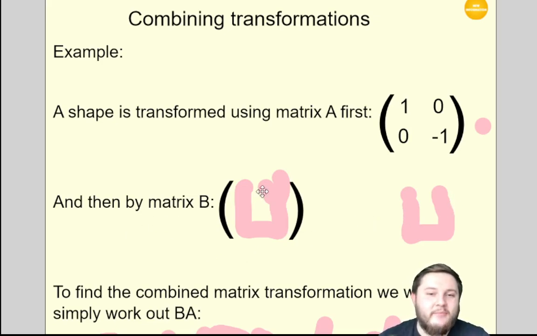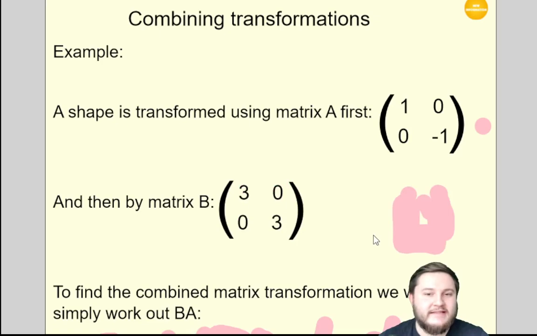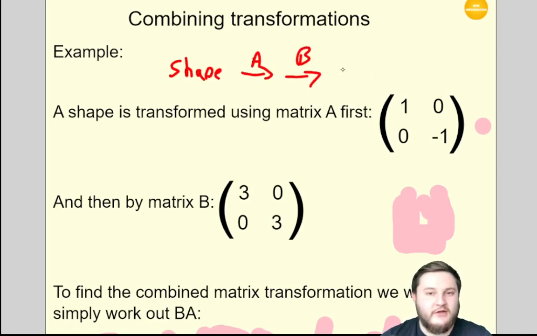And then by the matrix B, which is 3, 0, 0, 3. And again, some of you might know what that transformation is, if you're already switched on to what these transformations are. So basically, I'm going to take a shape, do matrix A, and then matrix B. So you have some shape, you perform matrix A, and then you perform matrix B, and you get the image.